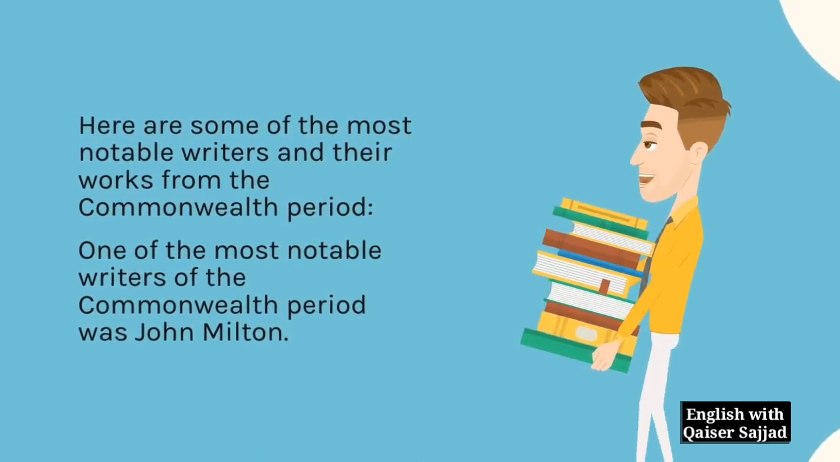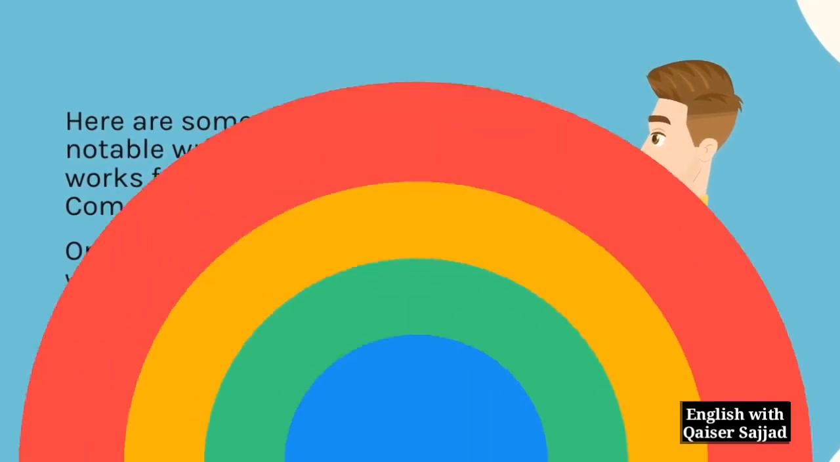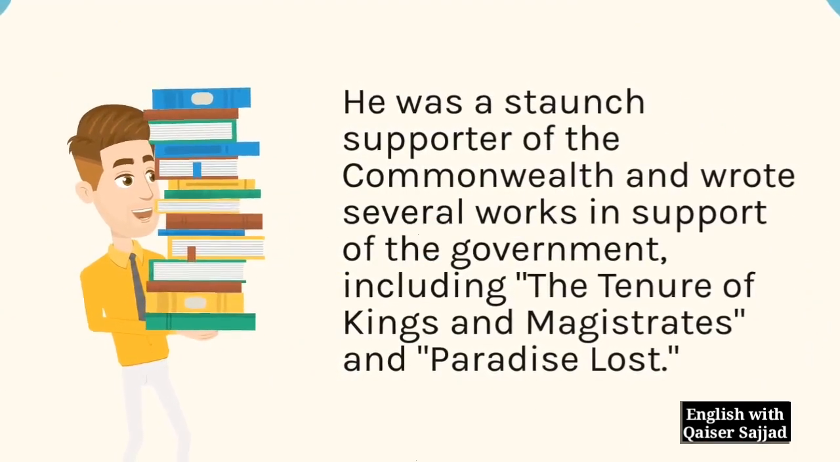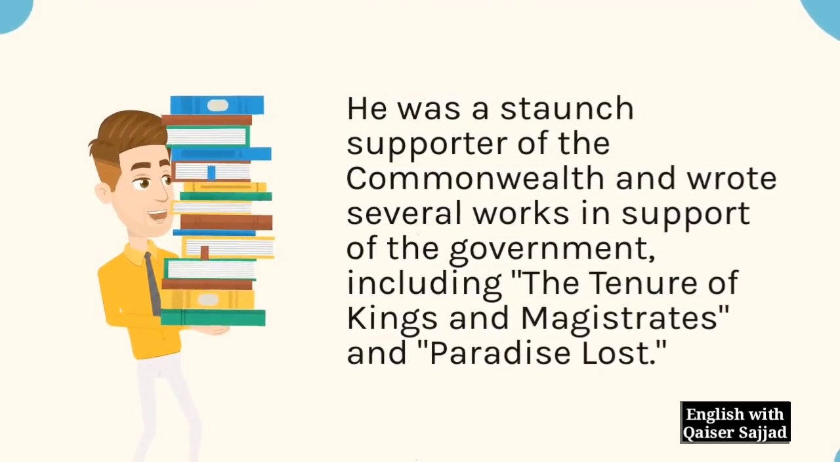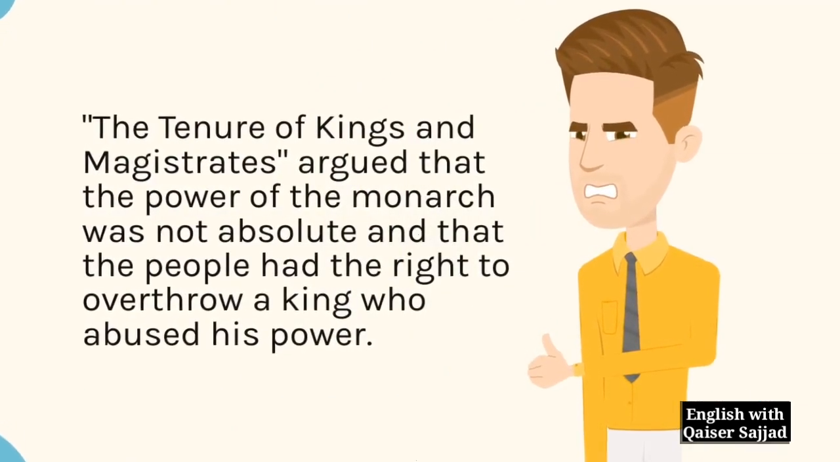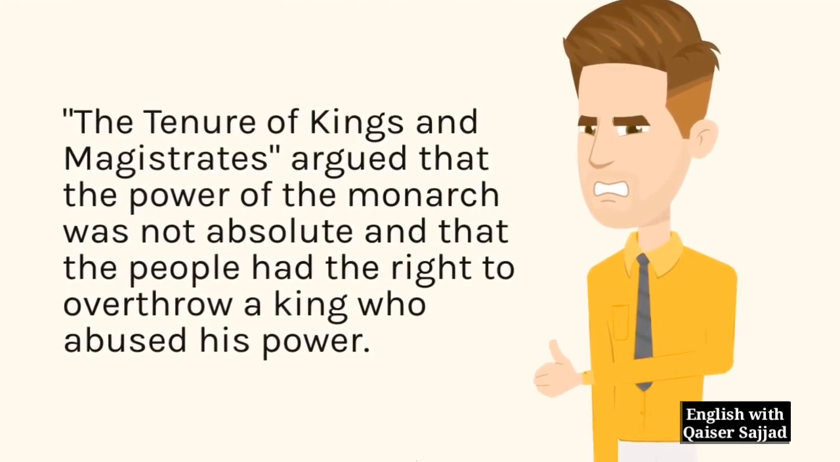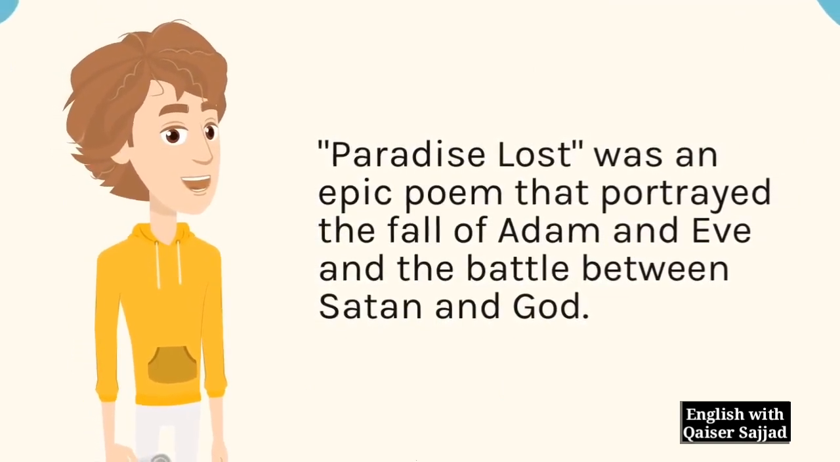One of the most notable writers of the Commonwealth period was John Milton. He was a staunch supporter of the Commonwealth and wrote several works in support of the government, including The Tenure of Kings and Magistrates and Paradise Lost. The Tenure of Kings and Magistrates argued that the power of the monarch was not absolute and that the people had the right to overthrow a king who abused his power. Paradise Lost was an epic poem that portrayed the fall of Adam and Eve and the battle between Satan and God.